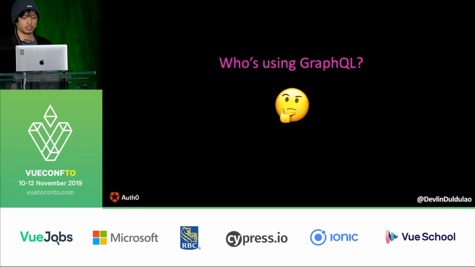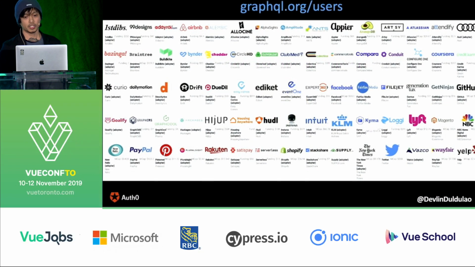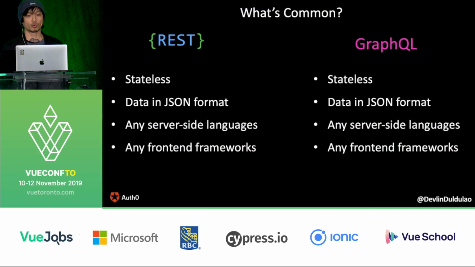Now, who's using GraphQL? These are the companies that are using GraphQL in production, and it's growing fast. We have PayPal, New Relic, Pinterest, Twitter, Lyft, GitHub, Facebook, and Shopify, to name a few. So before we differentiate GraphQL from REST, let's see what's common between them. Both are stateless, produce data in JSON format, and are available in any server-side languages and front-end frameworks.